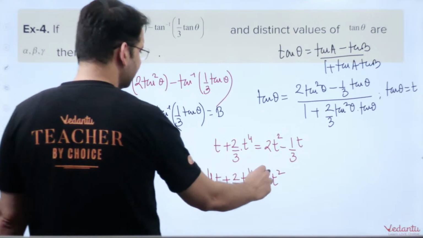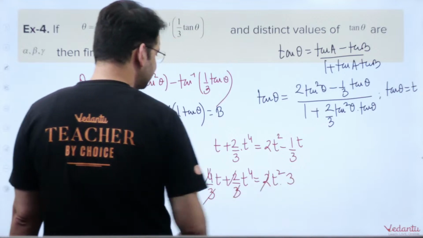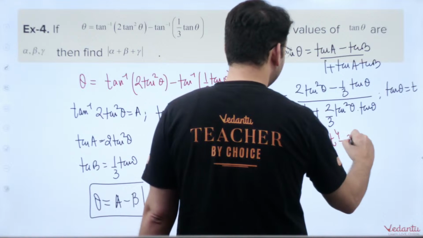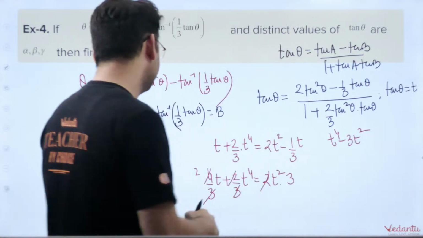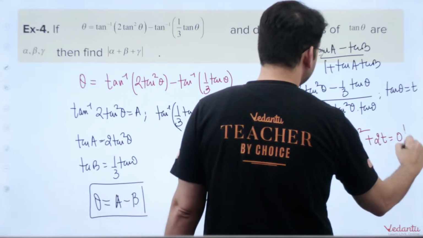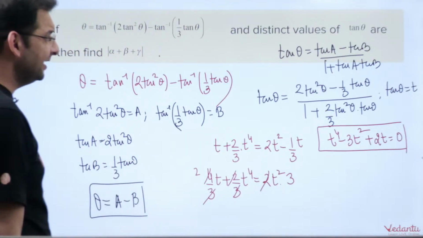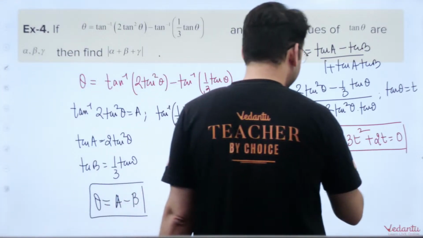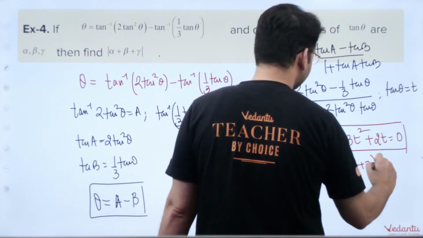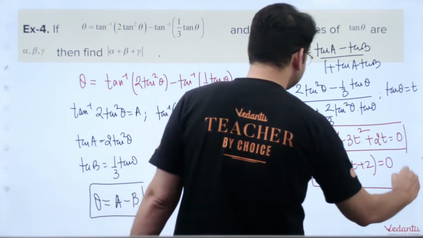The 2 also goes, 3 also goes. So the final equation is t to the power 4 minus 3t square plus 2t is equal to 0. So it's a 4-degree equation in t. Let us try to find the roots. One root is clearly t equal to 0. So taking t common, t cube minus 3t plus 2 is equal to 0.